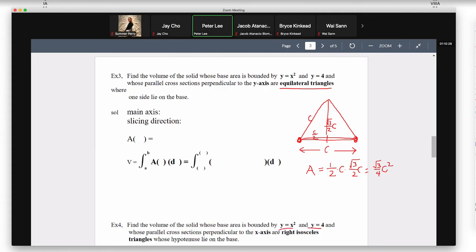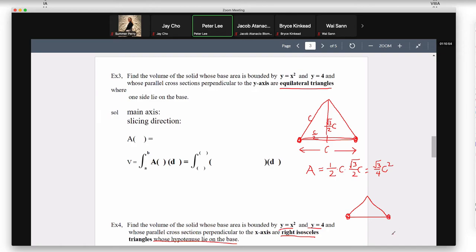And then if you look at example 4, same thing. We have the projection of this guy here, and then we have a right isosceles triangle whose hypotenuse lies in the base. Now in this case, how does the diagram look? It's a right isosceles triangle whose hypotenuse lies on the base, that means the triangle is going to look like this.